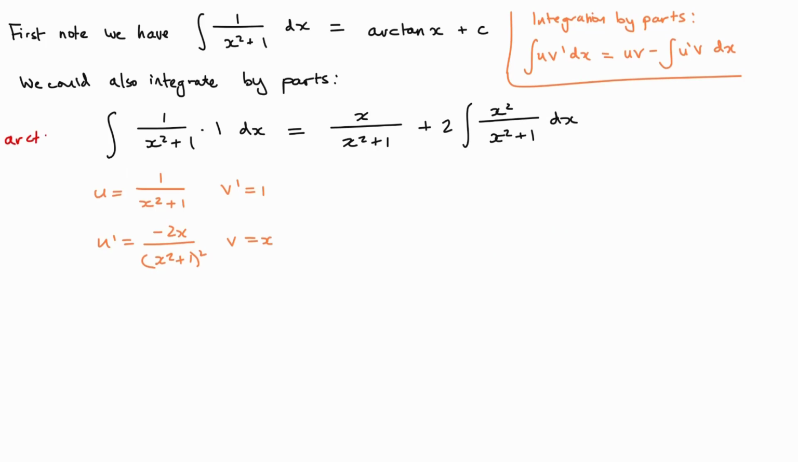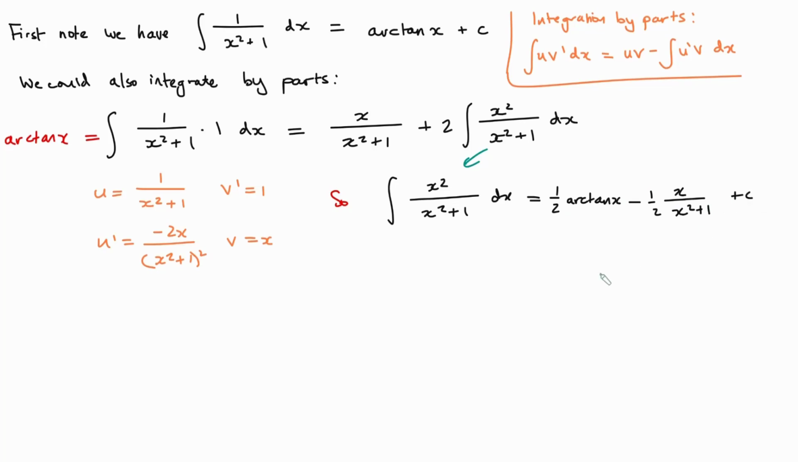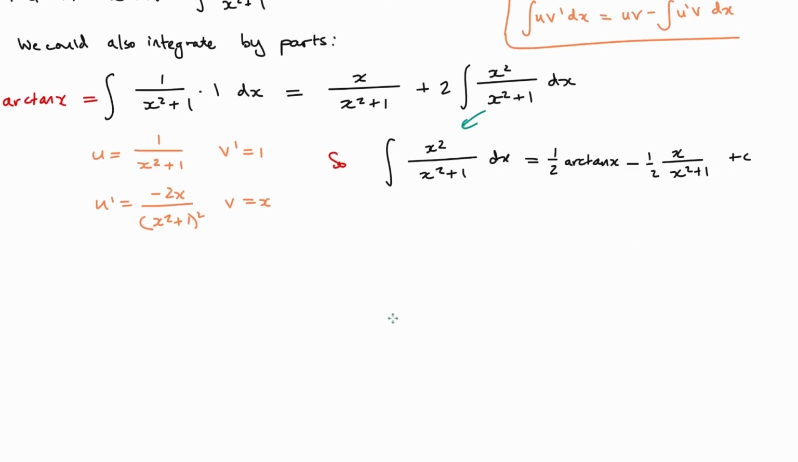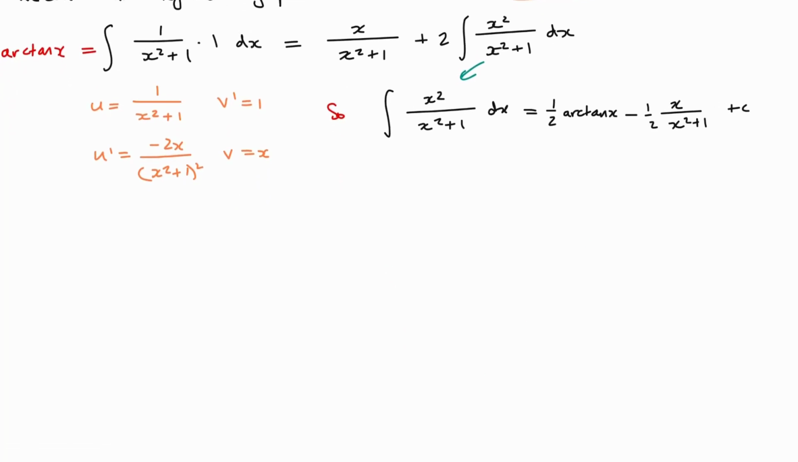Okay, so what you see here is that this integral on the right, if I make that the subject of this line, and remember that this first integral is actually arctan of x, that means that x squared over (x squared plus 1) squared integrated is actually a half of arctan x minus a half x over x squared plus 1, again plus a constant of integration if you want, and that's just making this integral the subject of this line.